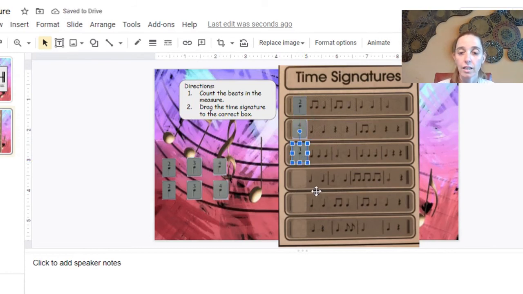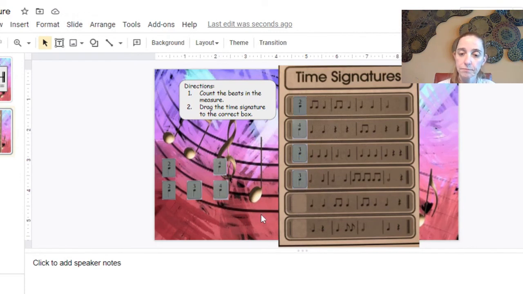Okay, next we have ta, ta, and the bar line. Ta, ta, ti, ti, ti, ti, ti, ti, and then a bar line, and then ta, ta. Okay, so what do you think? 1, 2, 3. And we have the bar line, so it's the 3 time signature.